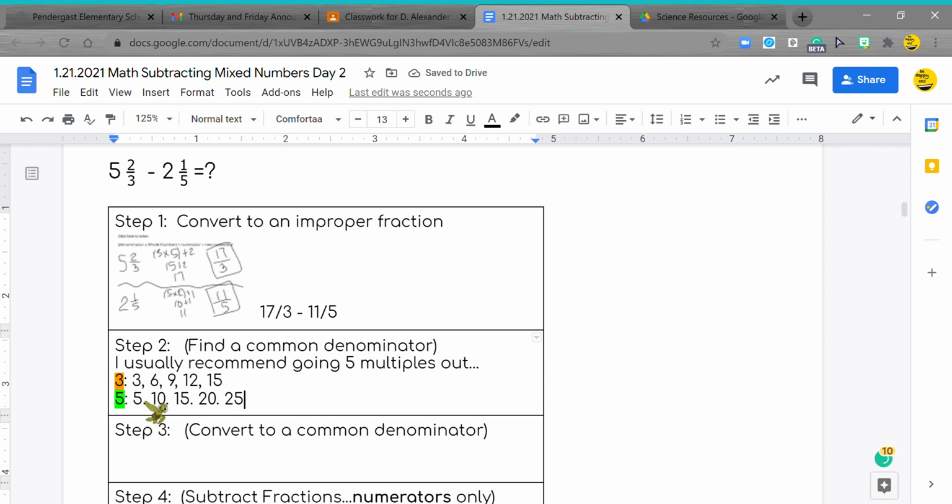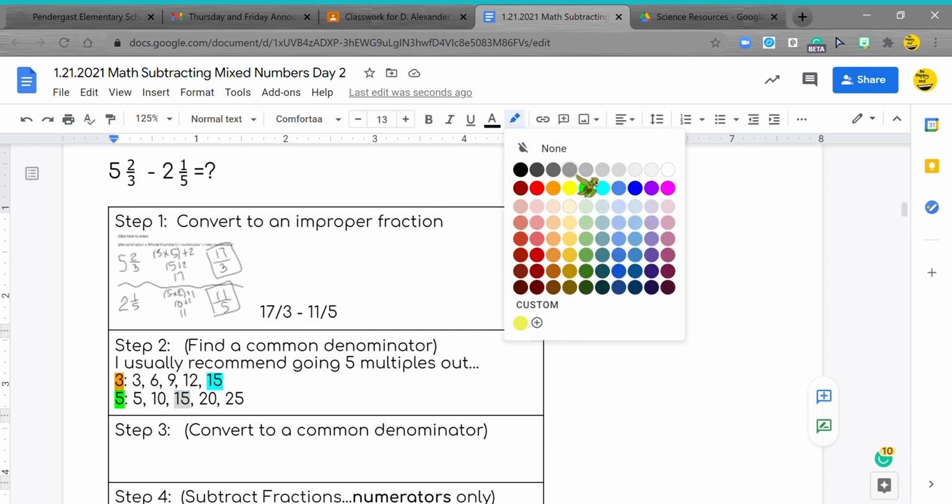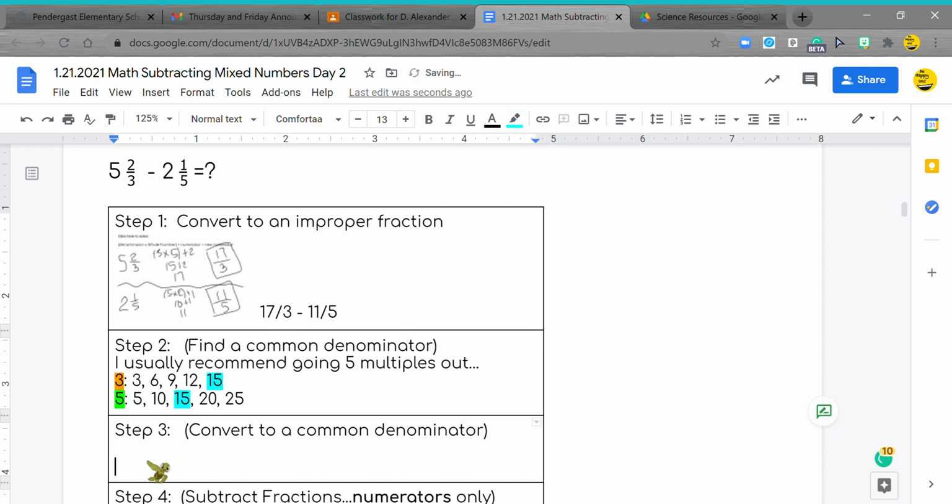Oh, I didn't make sure I had commas, you guys. Typos happen, and we know that. Okay, once we get our numbers here, we need to find out which number they both have in common. Very good. It is 15. So I'm just going to quick highlight 15 so I remember that I'm changing my denominators in my problem to 15. So here we go.